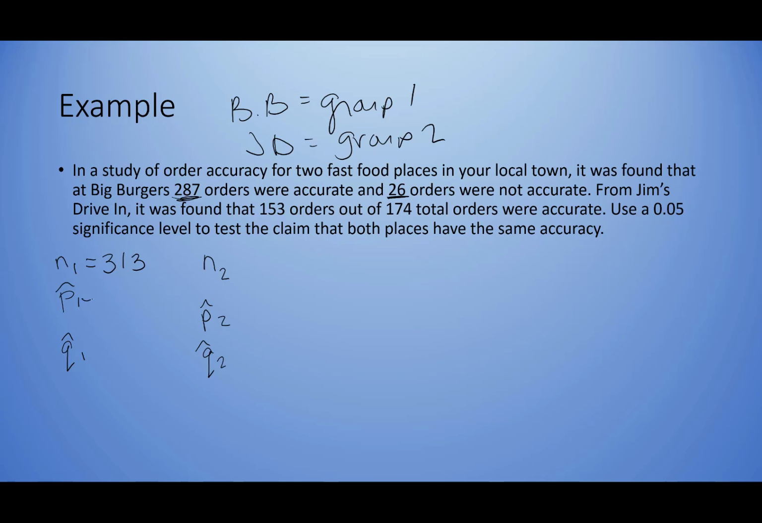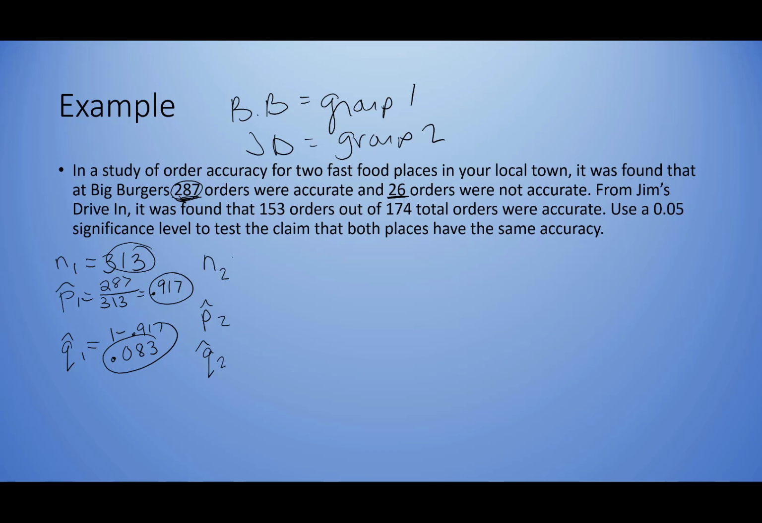Now P hat 1, that's my proportion of successes that I need. And in this case, we're talking about order accuracy. So I would take my accurate orders, 287, divided by my total orders, and that's going to give me about 0.917 for P hat 1. Then Q hat 1 is the complement of P hat 1, so I would need to do 1 minus 0.917, and that's going to give me 0.083. So here's 3 of the values that I'm going to need in order to check the rest of my requirements.